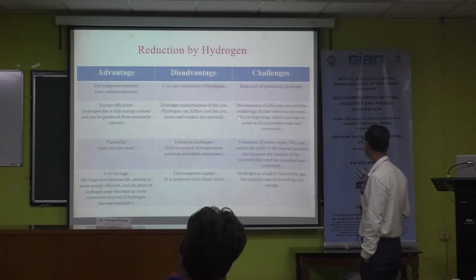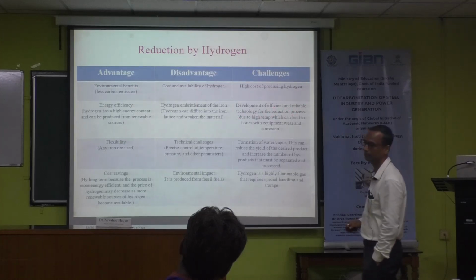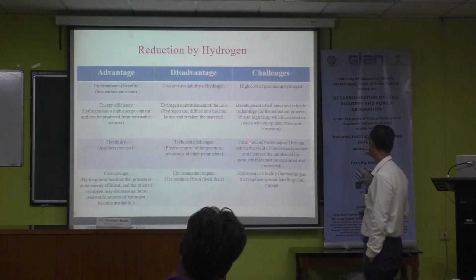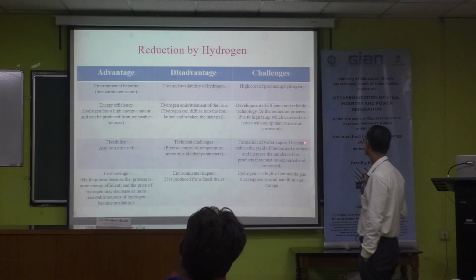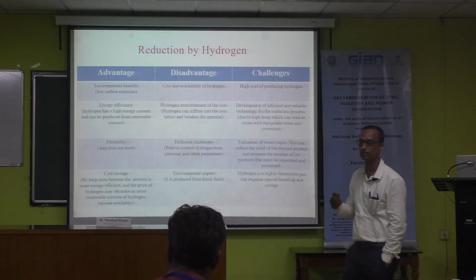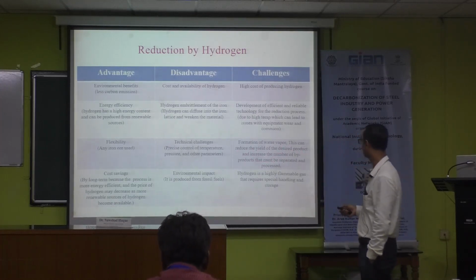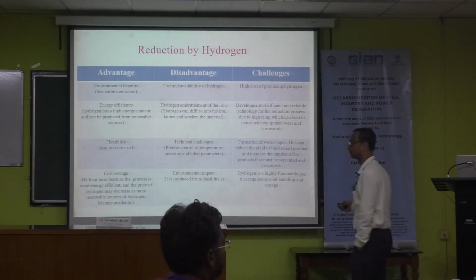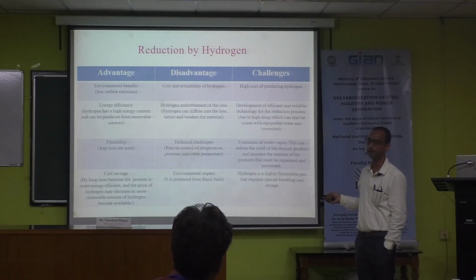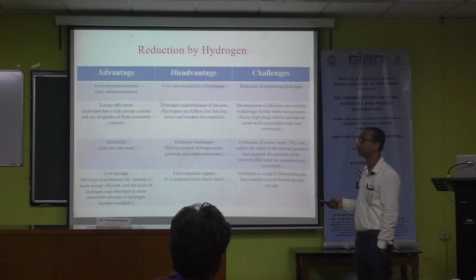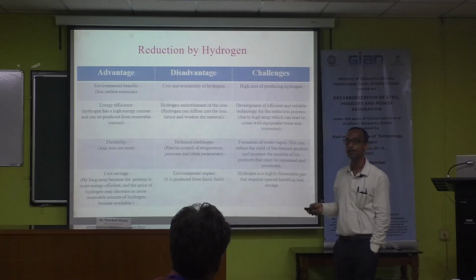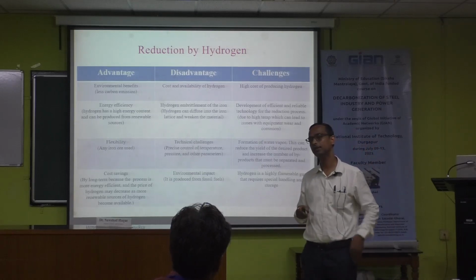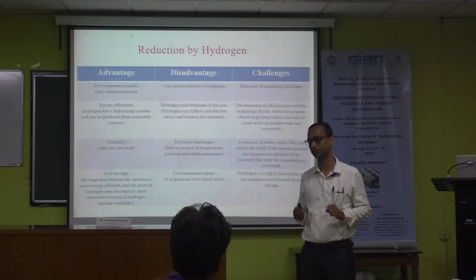Another challenge is the development of efficient and reliable technology for the reduction process. Due to high temperature, this can lead to issues with the equipment. Formation of water vapor is another problem, which can reduce the yield of the desired product, but this type of problem is now gradually being sorted out. And hydrogen is a flammable gas, so it requires special handling as well as storage. Therefore, a lot of research is going on for hydrogen storage, meaning materials development for effective hydrogen storage.